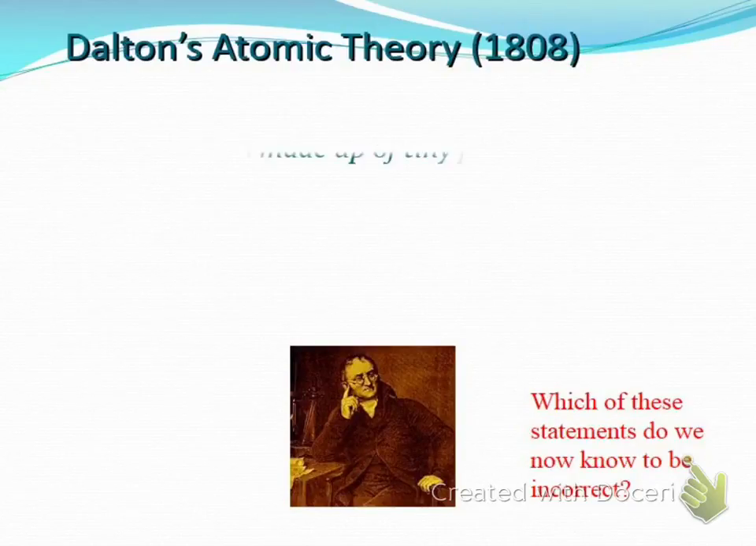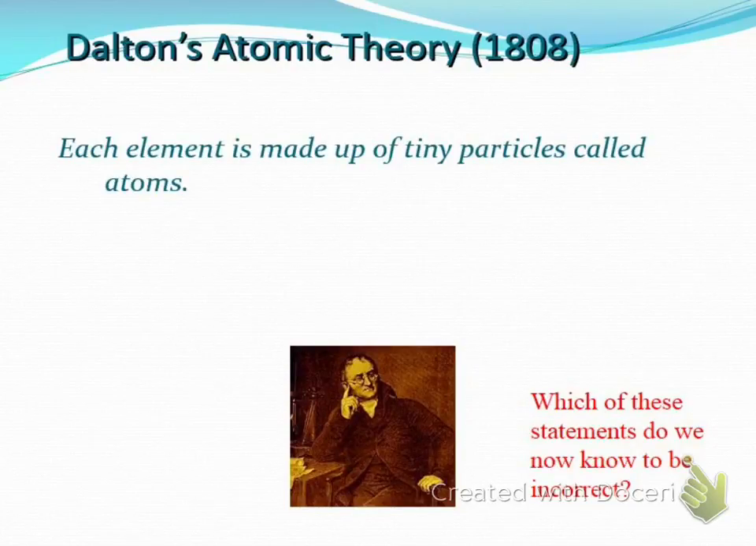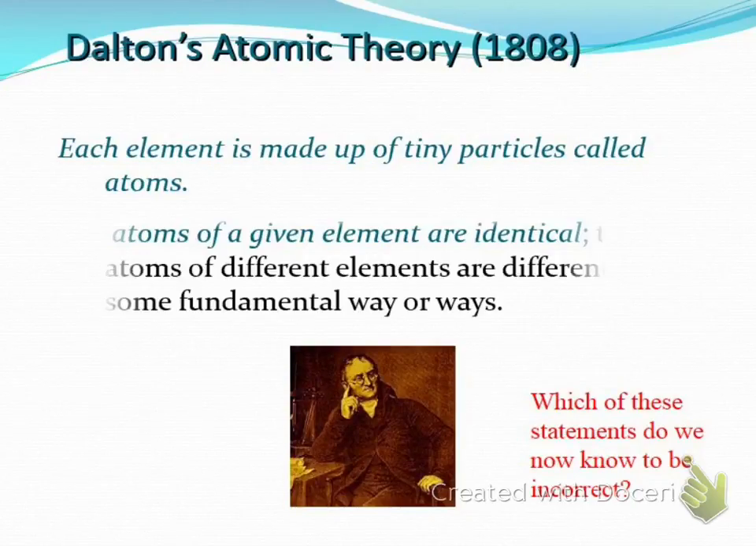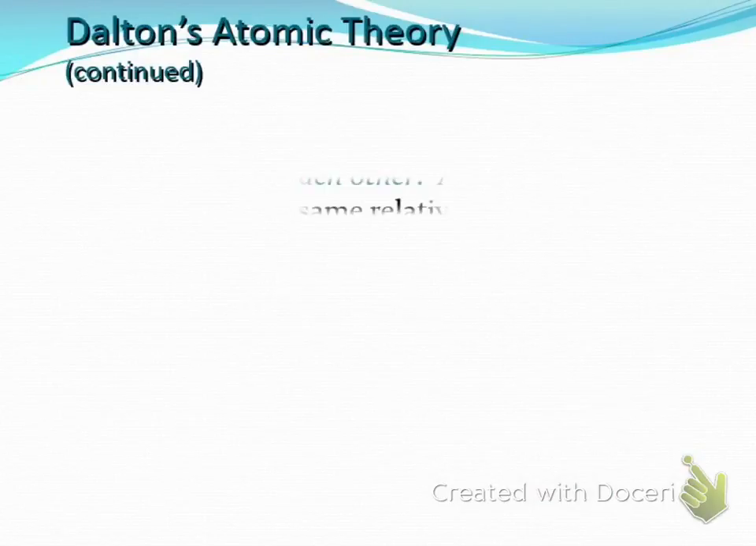Of course, Dalton's atomic theory, we studied that last year or 2 years ago if you were a senior. Each element is made up of tiny particles we call atoms. The atoms of a given element are identical. Which of these statements do we know to be incorrect now? The second one, right. Because we have, not ions, close, starts with an I though. Isotopes. Yeah, isotopes, which have different numbers of neutrons, and so they have different masses.